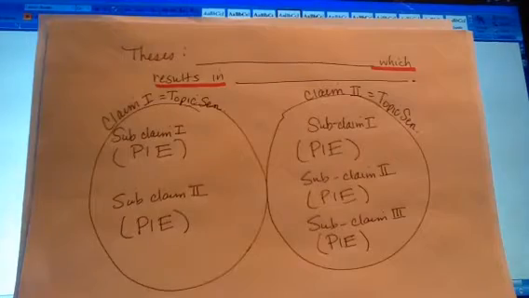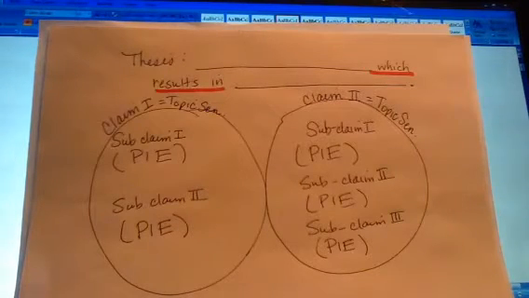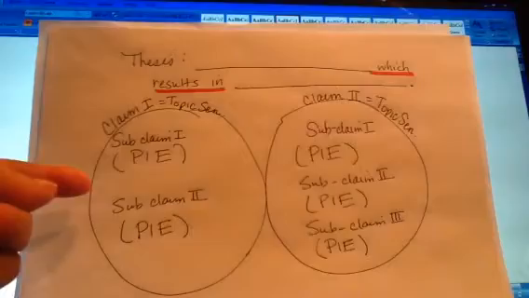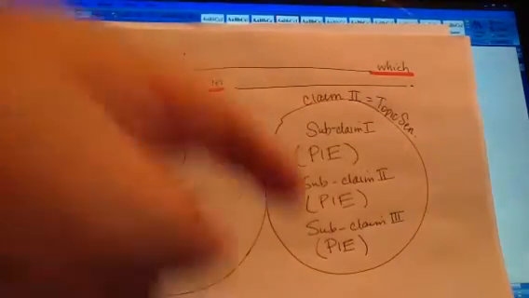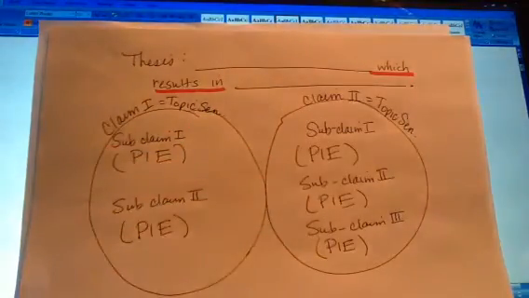All right, so at the top we have blank, which results in blank, and you can see here I have 2 circles. Now, they represent claim 1 and claim 2. So you can see I have claim 1, or excuse me, subclaim 1, subclaim 2. And then over here I have claim 2, subclaim 1, 2, and 3. Now, at first glance, you might say, okay, that means that there are 2 body paragraphs. And the answer is yes, maybe. That's going to depend on you after you assess your writing.